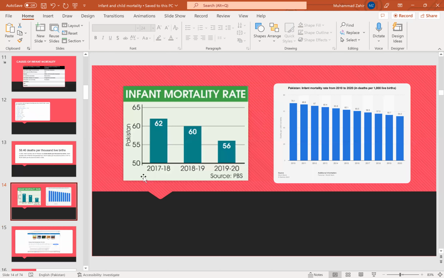So you can see the years and the infant mortality rate, and by 2020 it is declining. Same over here: in 2009 it was 70, then it declined, in 2014 it was 67.8, and in 2020 it is around 54.2.